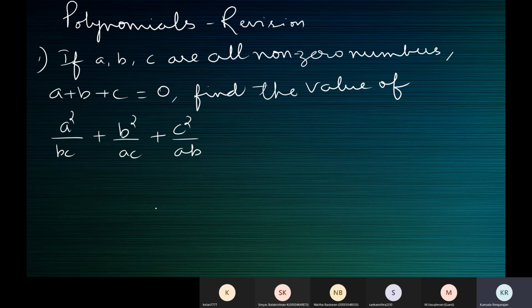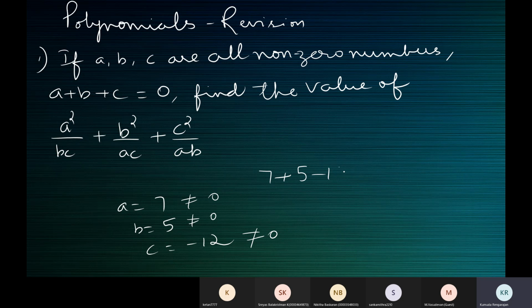See, the numbers can be like this, right? So A can be 7, B can be 5, and C can be minus 12. So A, B, C individually, their values are not equal to 0. A is not 0, B is not 0, C is not 0. But 7 plus 5 minus 12 is 0. So that's what is given to us.